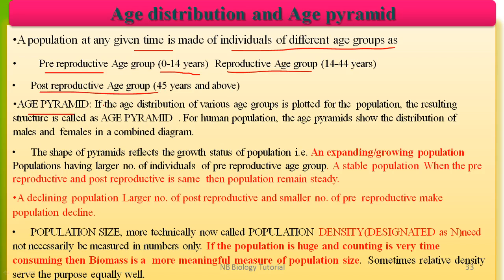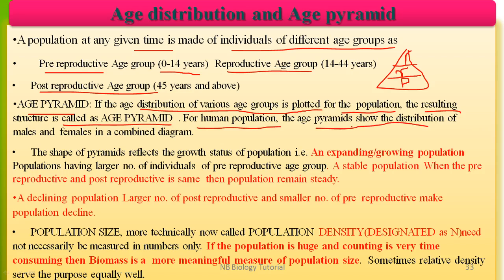The age pyramid. If the age distribution of the various age groups is plotted for the population, the resulting structure is called the age pyramid. Here we can see the first one is pre-reproductive, the next one is reproductive, and the last one is post-reproductive. For the human population, the age pyramid shows the distribution of males and females in a combined diagram.